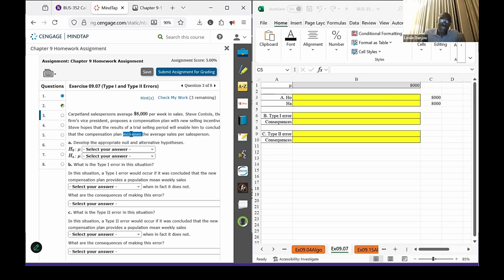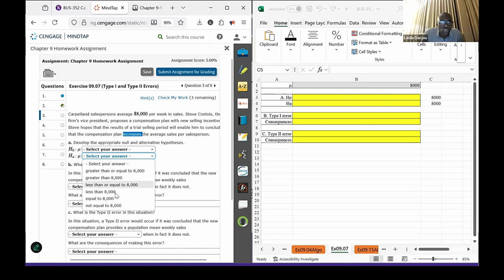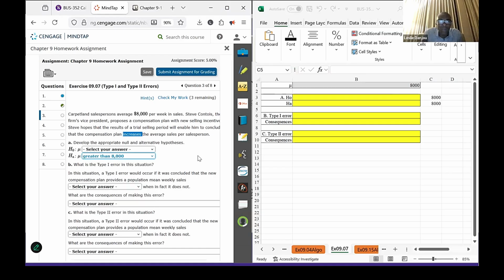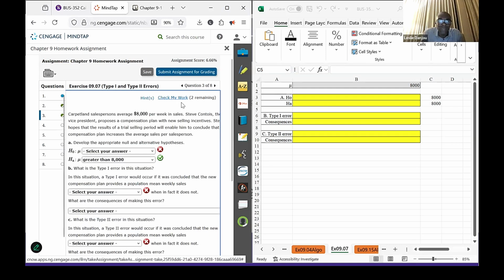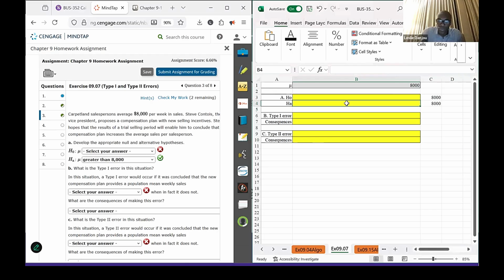So far it concludes that the plan increases. Hopefully you can see this on your end, but right here it says increases. So in my mind's eye, this claim is that it's going to increase the average sales per salesperson. So in the alternative, I will put greater than. Check your work just to make sure.